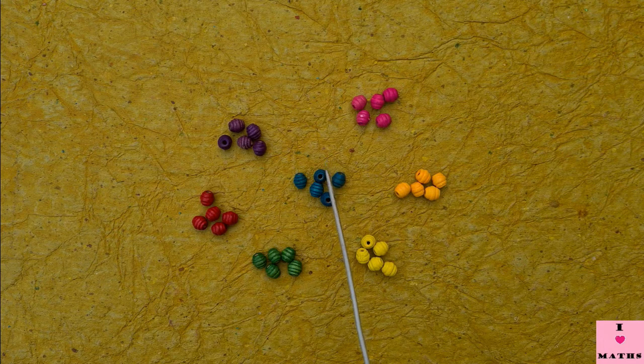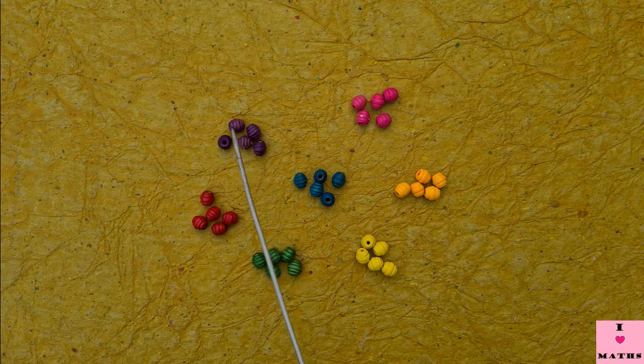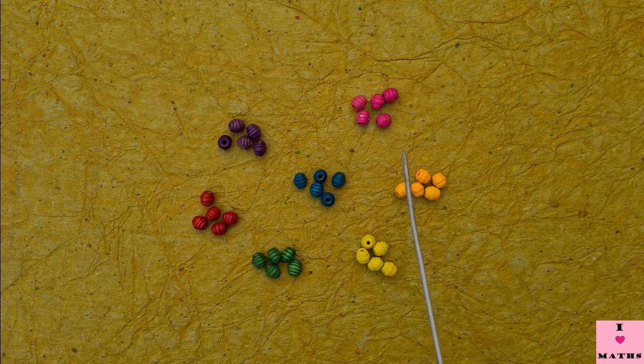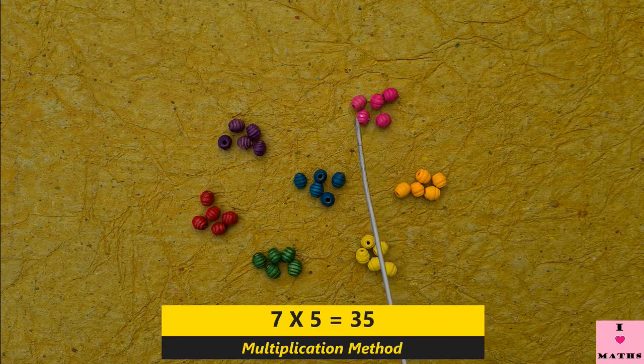And children, we are going to learn a new thing. Let us see what this new thing is. We will see how many times we have kept the beads in groups of 5. 1 time, 2 times, 3 times, 4 times, 5 times, 6 times, 7 times. So we have kept the beads in groups of 5, 7 times. So 7 times 5 means 7 into 5.